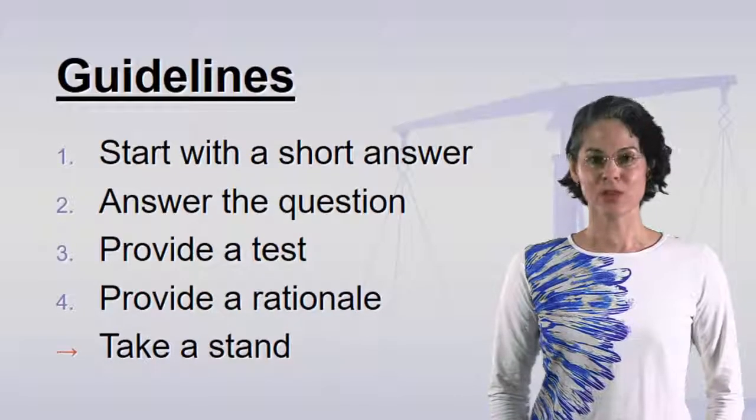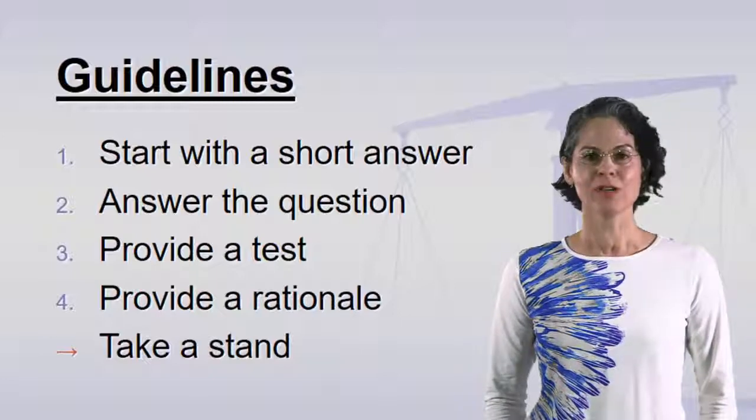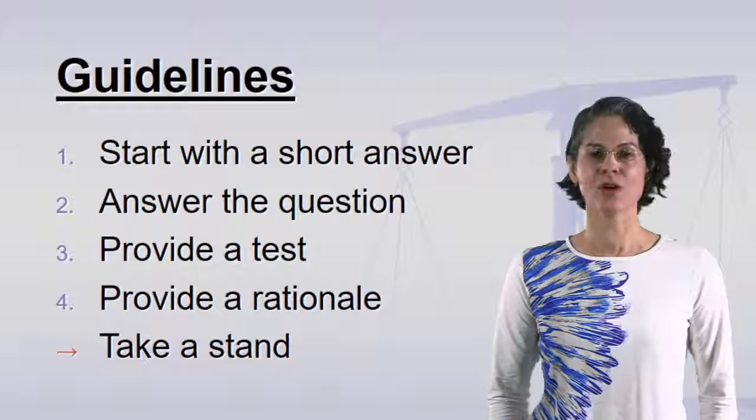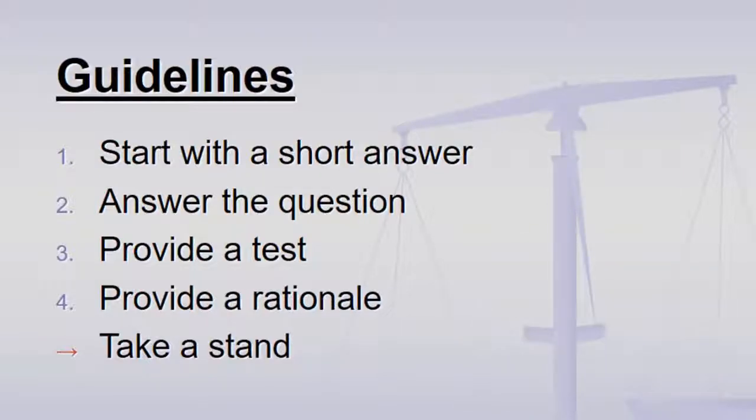Let's look now at the rest of my guidelines for the answer section. Part 3 of the answer is a test, and Part 4 is a rationale. Part 5, indicated by the arrow, is optional. Sometimes it's a nice touch, but sometimes it's overkill. Just make sure, though, in the answer section that the stand you're taking, the prediction you're making about the outcome of the case is clear.